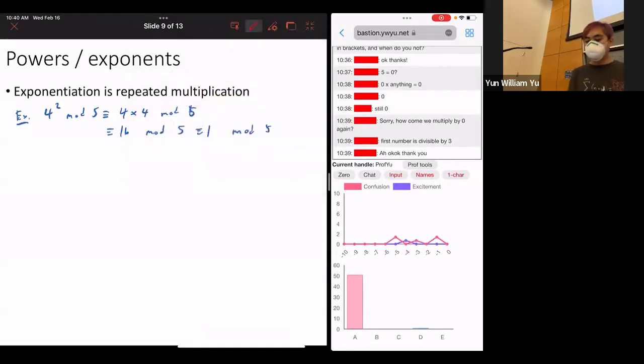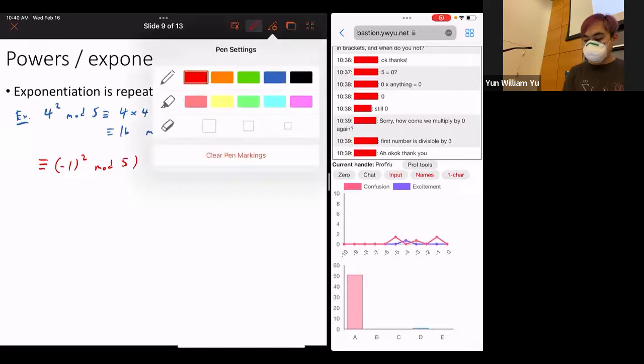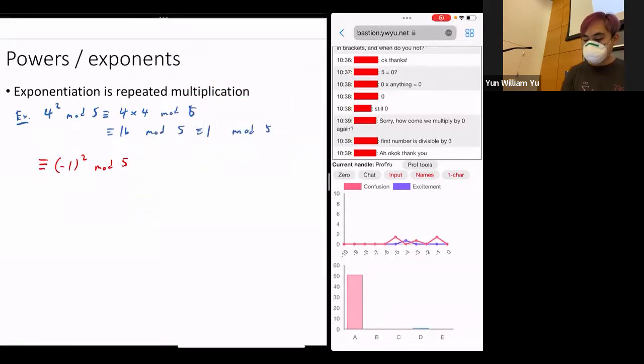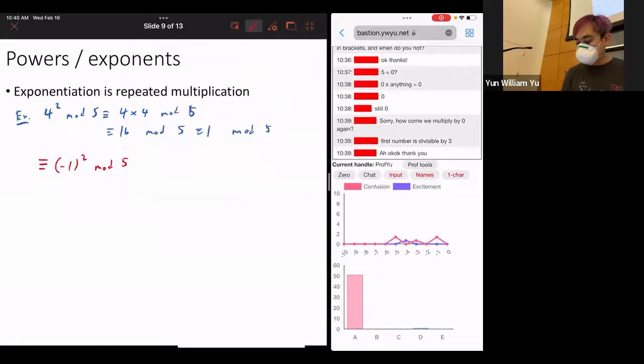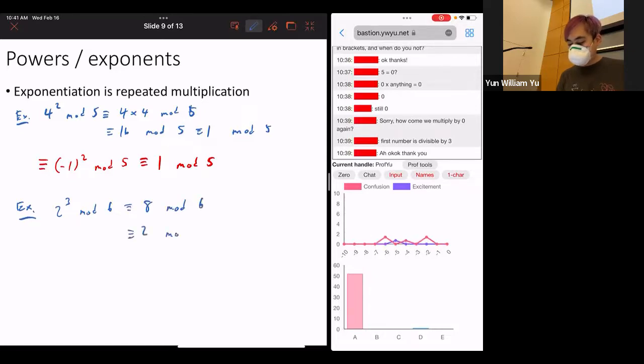And notice, though, that there are a couple different ways you could have done this. So this is also equivalent to minus 1 squared mod 5, because 4 is equivalent to minus 1. Which then means that this is also equivalent to 1 mod 5. Let's give another example. Let's say we had 2 cubed mod 6. Well, that's equivalent to 8 mod 6, which is equivalent to 2 mod 6.